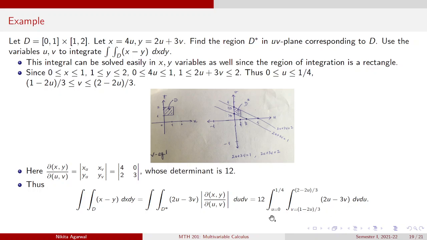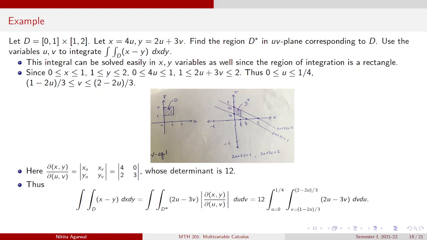Now the u limits are constant limits, so that has to be outside. And the v limits are in terms of u, so they have to be inside. This is very crucial; you have to understand this. If a variable has limits in terms of another variable, then that has to be integrated first. Because the limits of v are in terms of u, first you integrate over v so that the answer is in terms of u, and then you integrate over u to get a number.